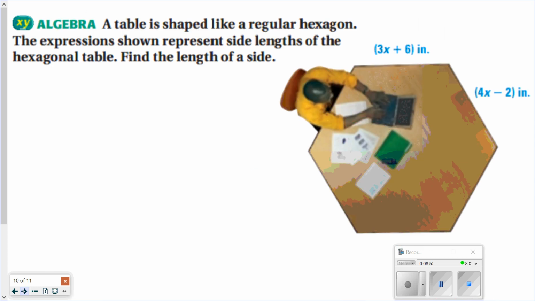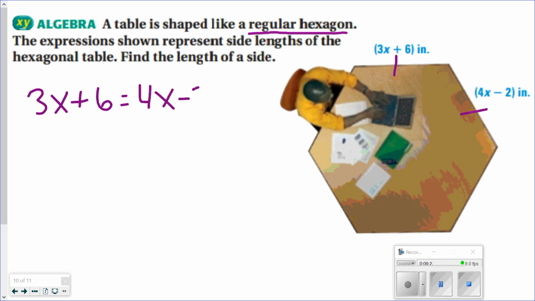A table is shaped like a regular hexagon. The expression shown represents the side lengths of the hexagonal table. Find the lengths of the side. Well, we know that we have a regular hexagon. What does regular mean? It means that the sides are congruent and the angles are congruent. So we have side lengths here. So since it's regular, I know that those sides are equal to each other. So I'm going to set this equation up as 3x plus 6 is equal to 4x minus 2.